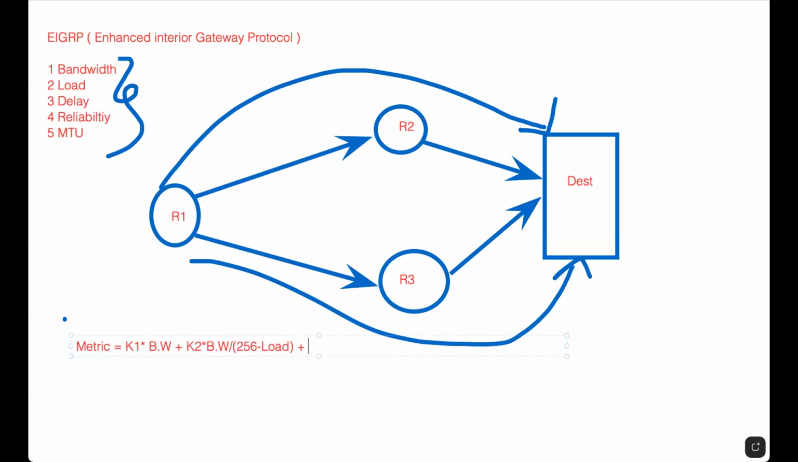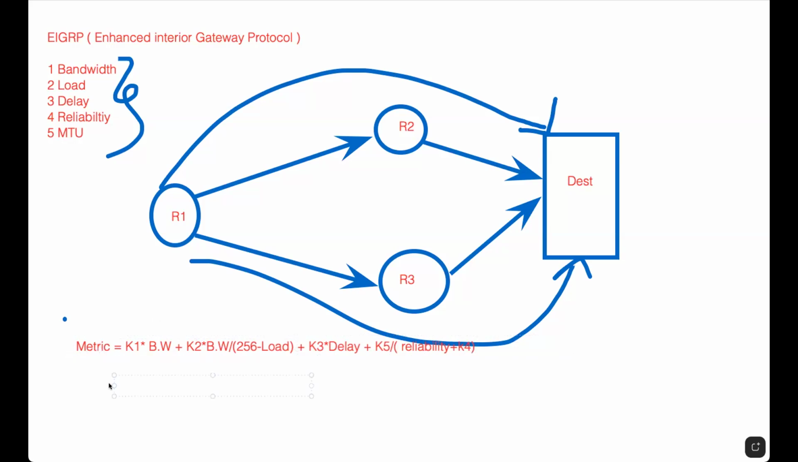plus K3 into delay plus K5 divided by reliability plus K4. So that is the formula.